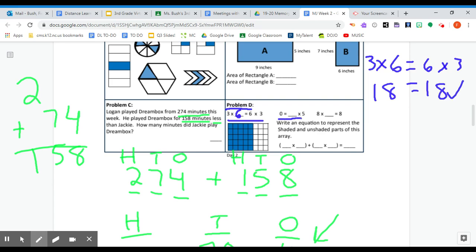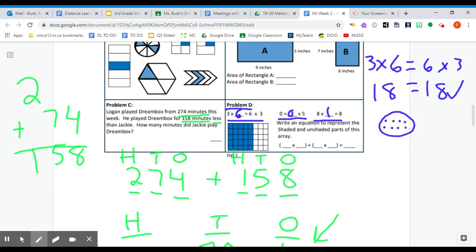Now over here I have 0 equals 5 times something. I know that a number times 0 always equals 0. So if I were to do 0 times 3, that would be 0. 8 times 0, that would be 0. Over here I have 8 times something equals 8. I know that 8 times 1 is 8. Just like how 5 times 1 would equal 5, you're just multiplying one group with 8 dots inside, which means it's 8.